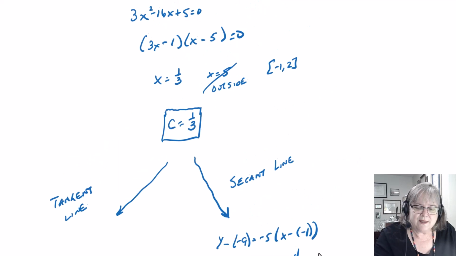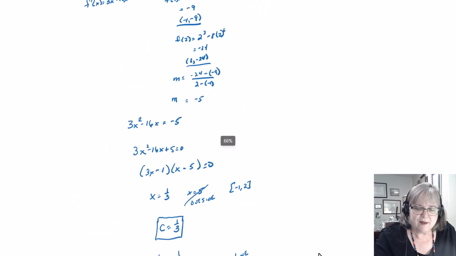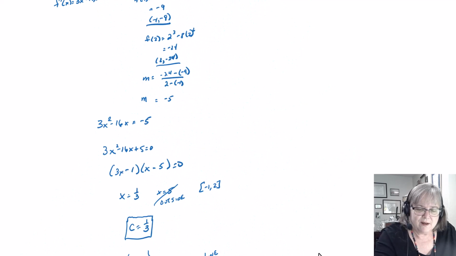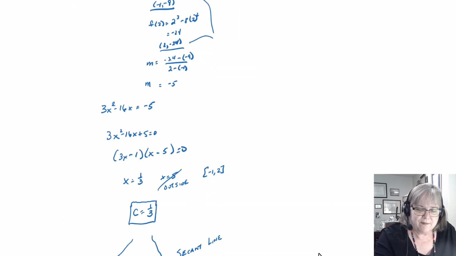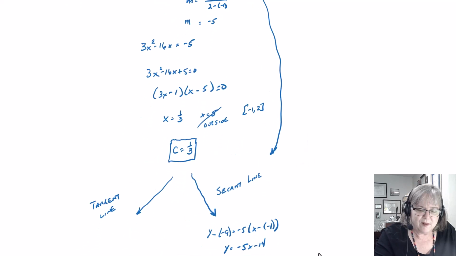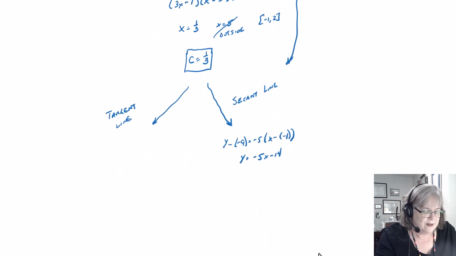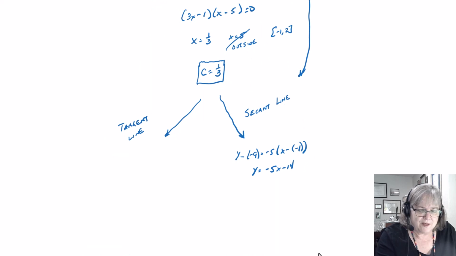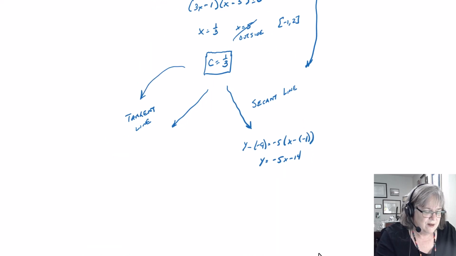Okay, the secant line, these 2 points here form the secant line, right? And the tangent line is the one that belongs with this C, all right? So we have x is 1/3.